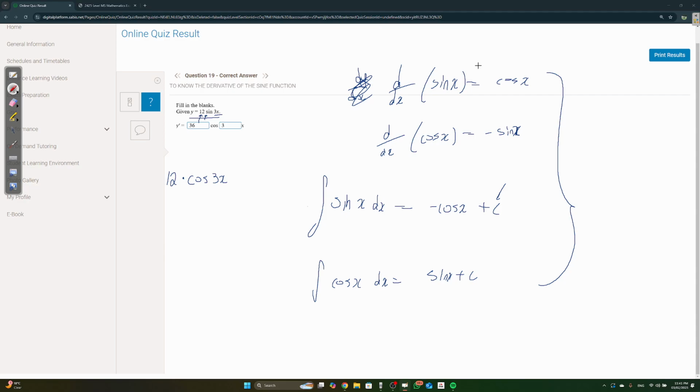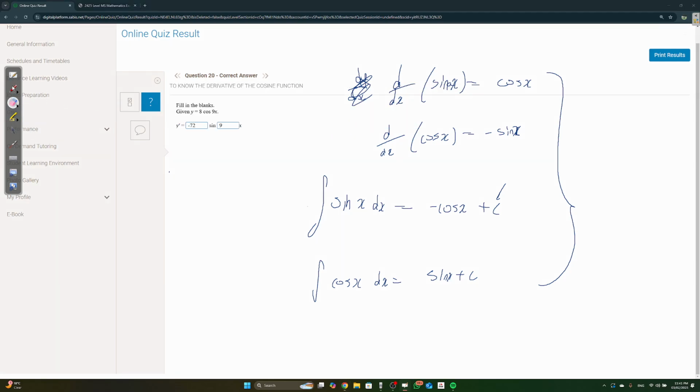Okay, so anytime you see anything other than x inside, you have to use it as if it's chain rule. You multiply by the derivative of the one inside. So it's going to be 12 cosine 3x times what's the derivative of 3x? 3. So it's going to be 36 cosine 3x. Okay, that's how it works.